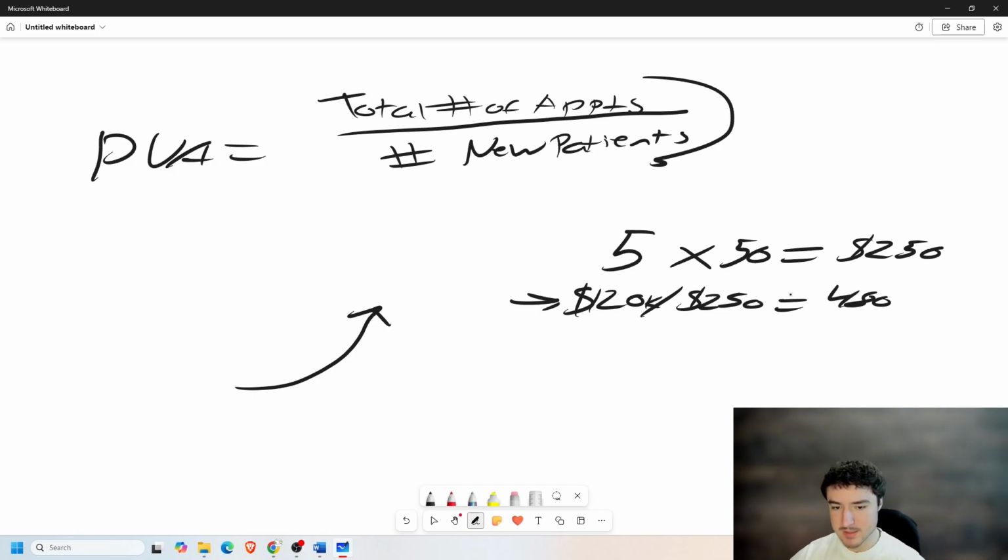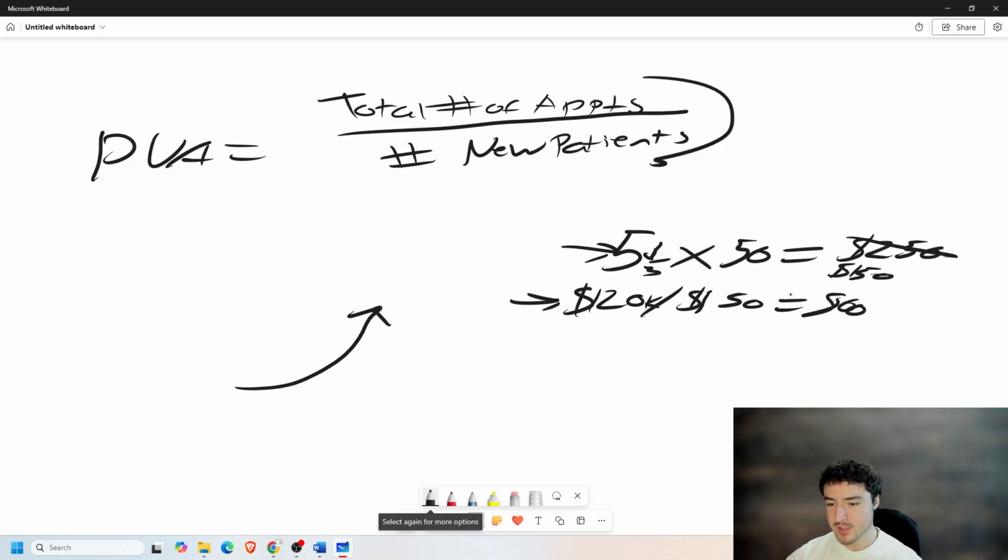But if this number right here, let's say this number goes down to 3 instead, which means that this becomes 150. This number now becomes 800. So you need 800 patients in order to get your $120,000 in revenue for the year. So you can see here, keeping this number high is pretty important. And ideally, we want to grow it because that means your practice is growing and you need less and less patients in order to get to your ideal practice size.